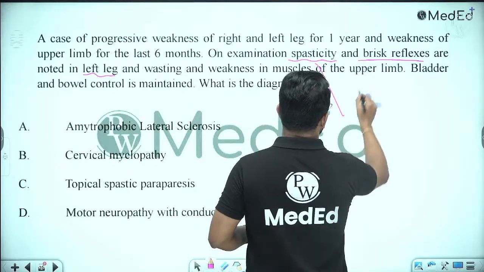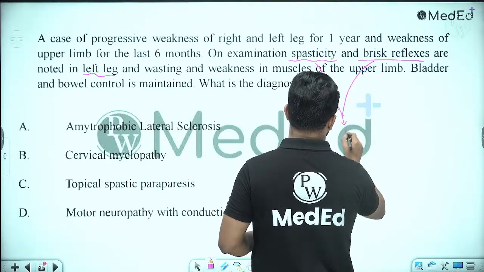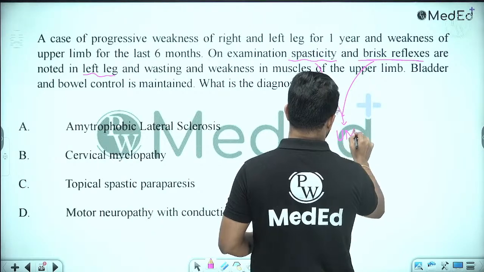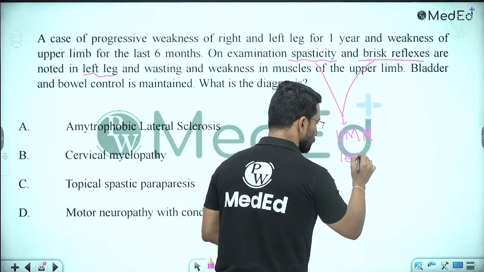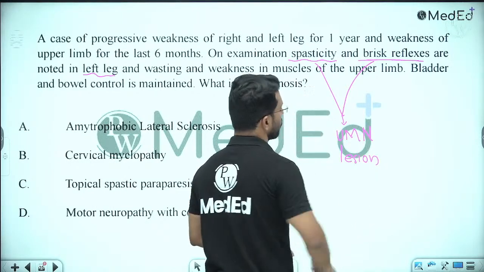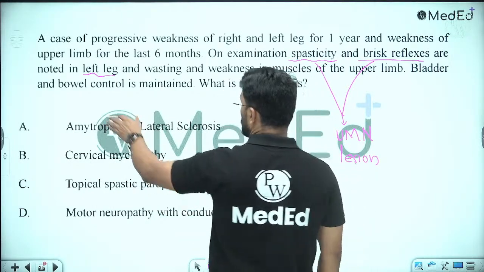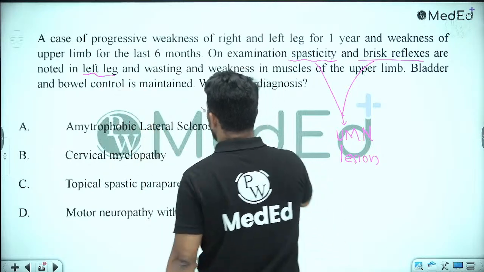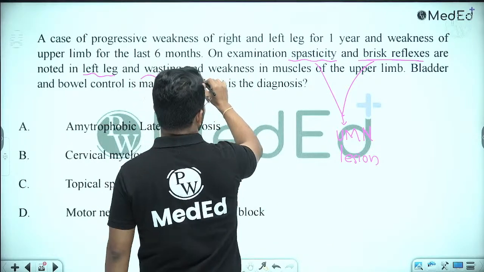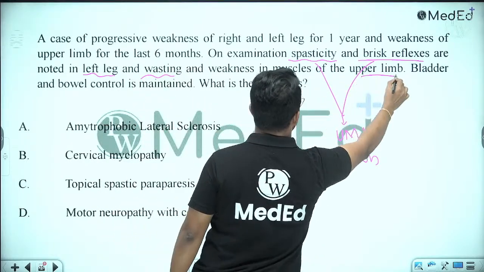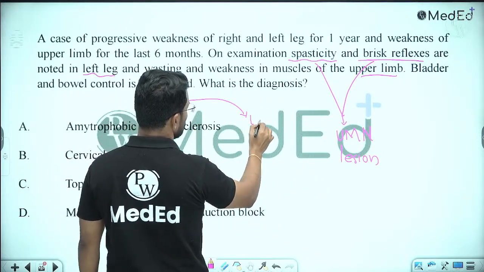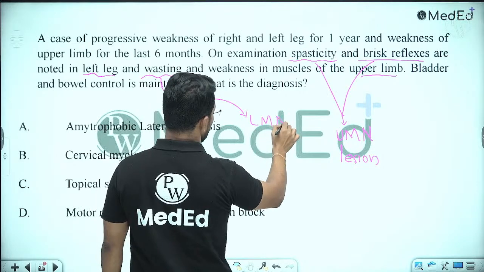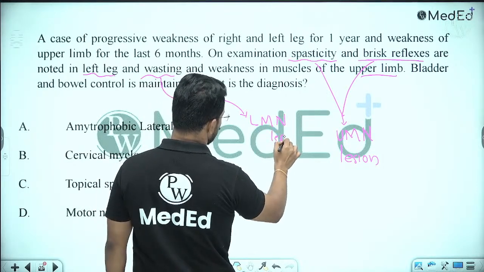Okay, now this spasticity and brisk reflex indicates what? It indicates upper motor neuron lesion. Okay. Now there is bladder and bowel control maintained, and then they say there is wasting and weakness in the muscles of the upper limb. Wasting indicates what? Wasting or atrophy indicates lower motor neuron lesion.